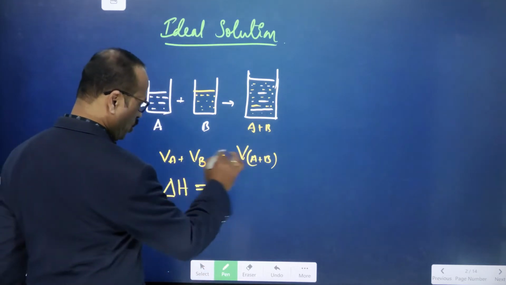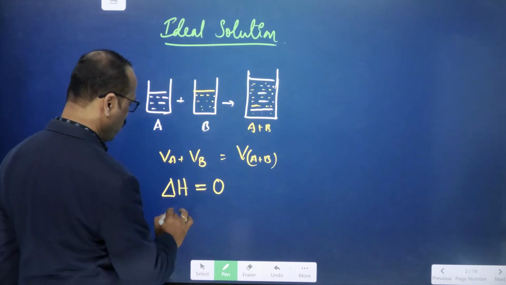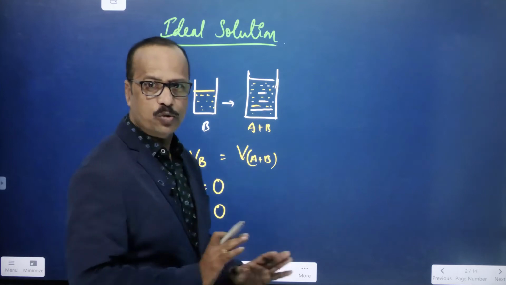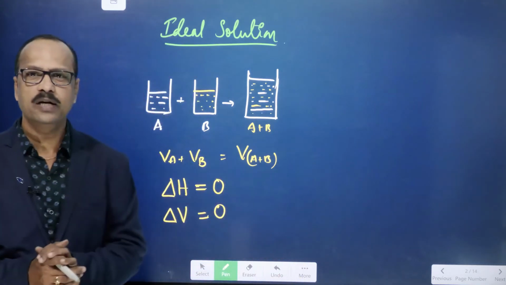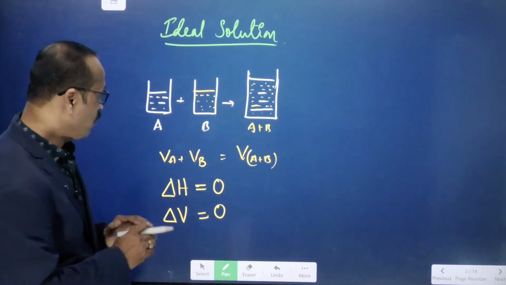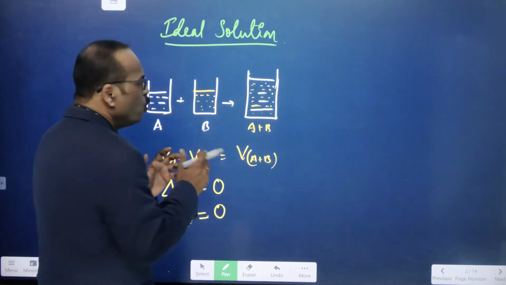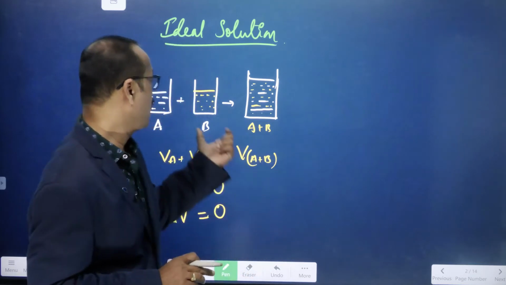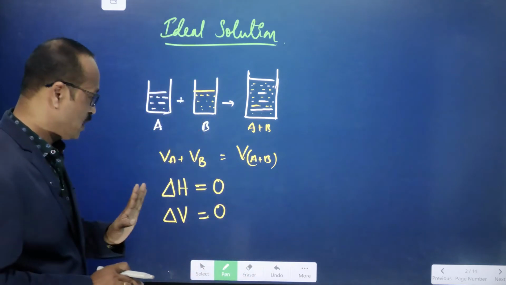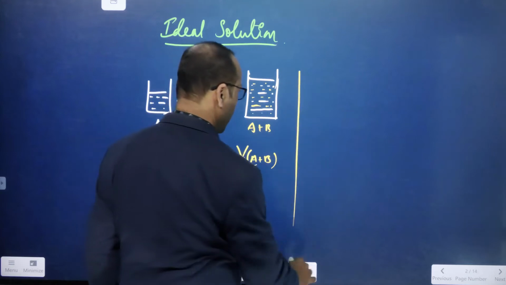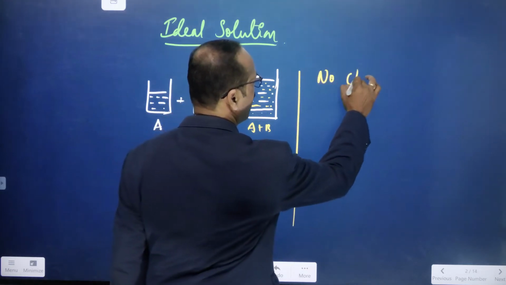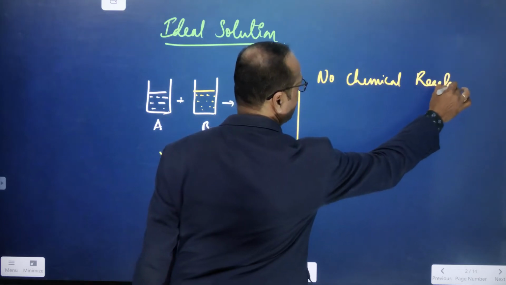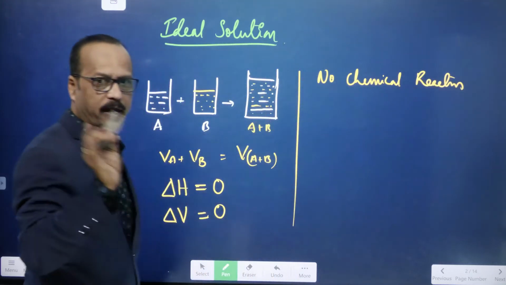Okay. So this also, in this way, if you want to write, we can write delta V is equal to 0. So there is no change in the volume, no change in the temperature. Right. And one more important thing, that no chemical reaction also takes place between them. No chemical reaction takes place between these two. That's all. No chemical reaction should take place between these two components, A and B.